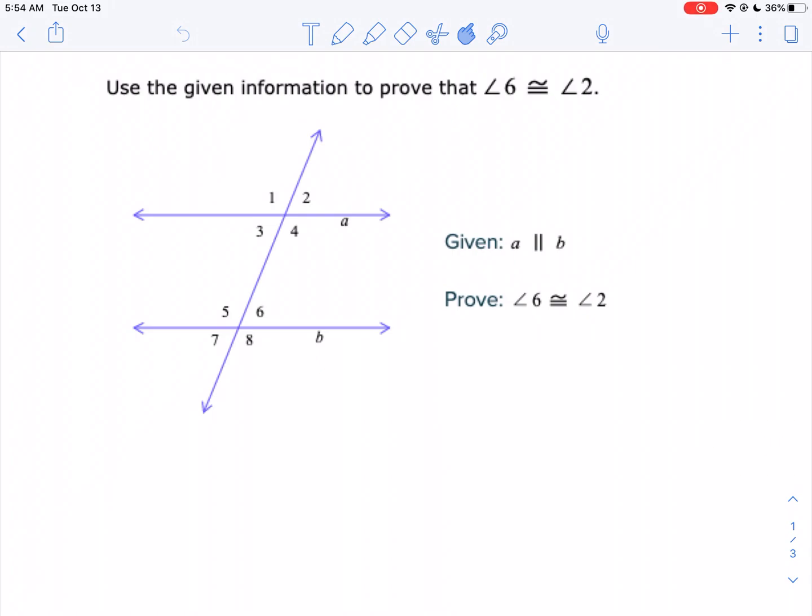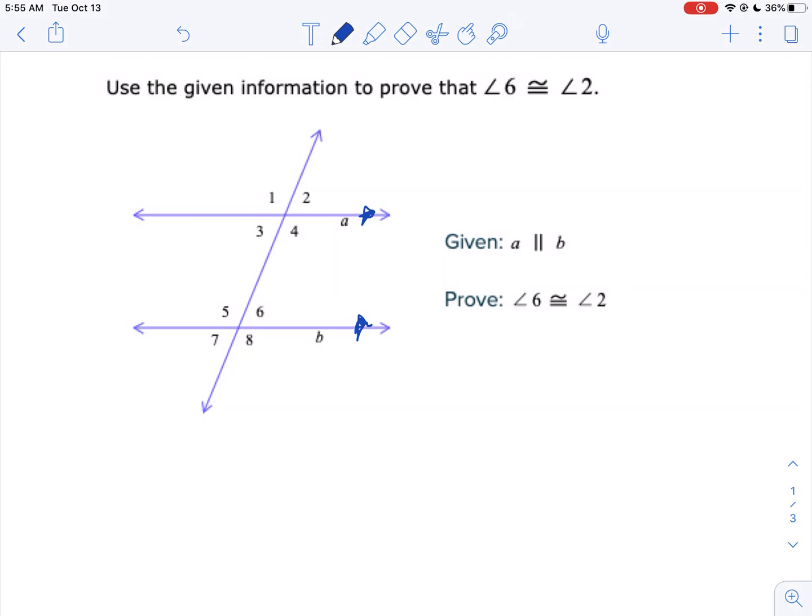Hey, let's take a look at your MT2 LT9 affirmation. You had a problem similar to this. You're given A is parallel to B. So we know that line A is parallel to line B. So that means all those things about angles.